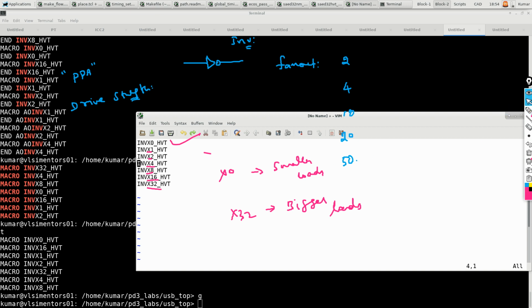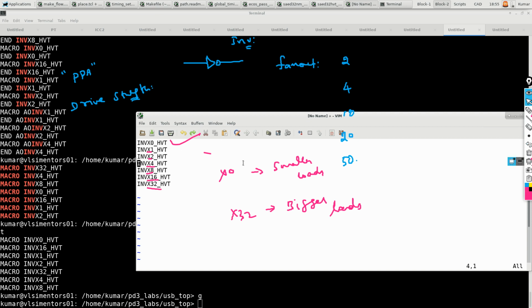Okay, is that clear? Anyone else has questions? Yes, sir, I have one doubt. You are comparing drive strength with respect to PPA, power performance area, like... No, no, no, I'm not comparing. Without these things, okay, a simple thing.